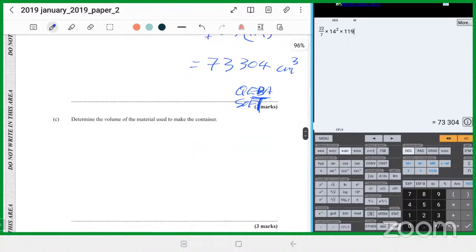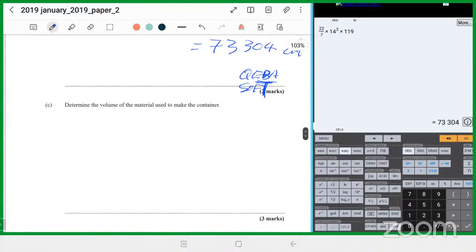It says, determine the volume of material used to make the container. All right. So for the volume of material used to make the container, you calculate the volume of everything, including the space inside. That is the total outer volume minus the volume of the space inside. That gives you the volume of material used to make it. Let's set it up like this: the volume of material equals volume outer minus volume inner. Volume outer, meaning the outer volume, minus the inner volume.